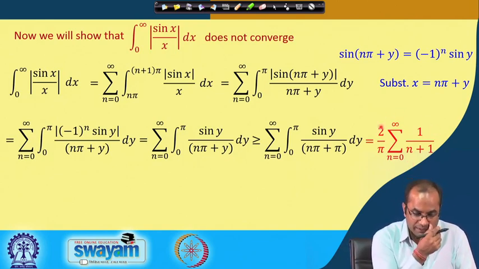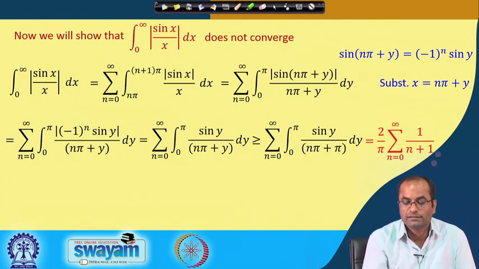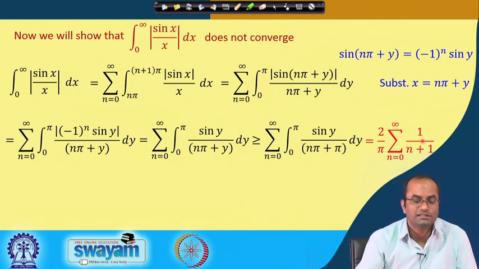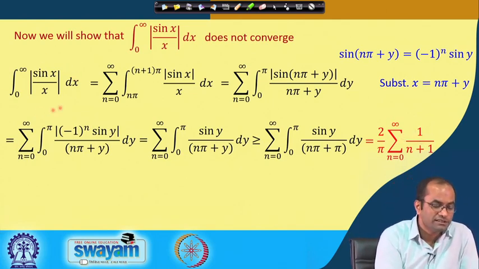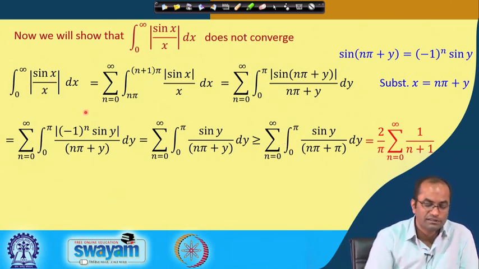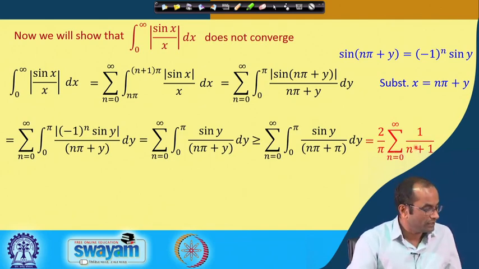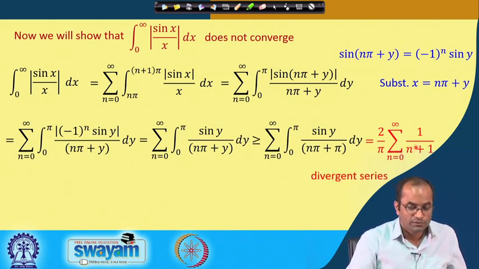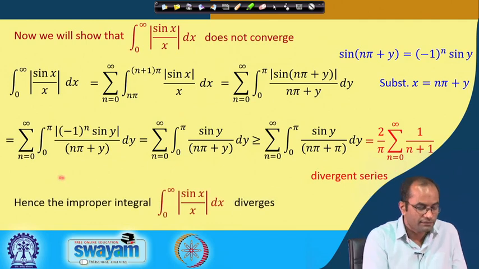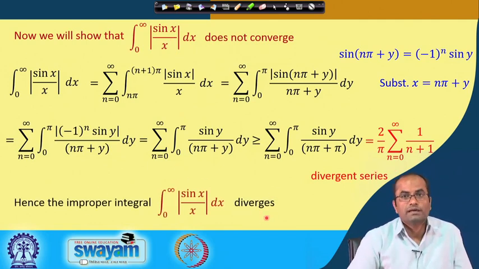So, what we have seen is that this integral which we started with, with the absolute value, is greater than the sum of this series, which is infinity. That means this integral is a divergent integral, because the value of this integral will be larger than the value of this sum, which is already infinity. So, in that case, the given improper integral diverges.